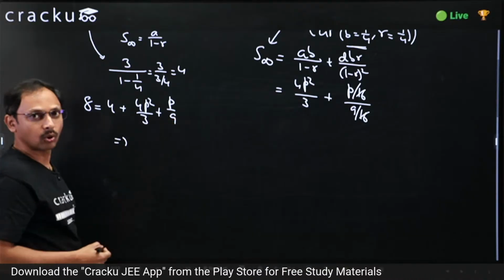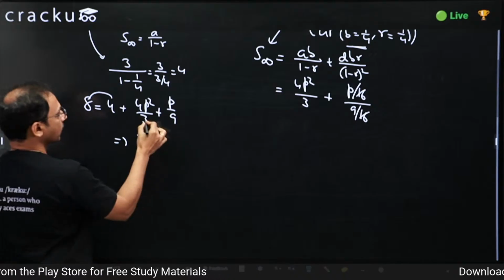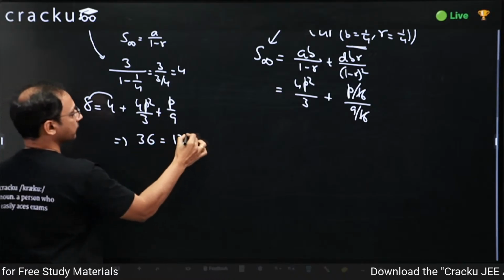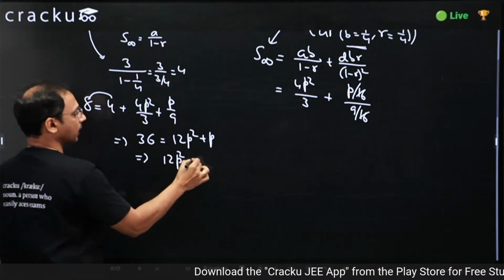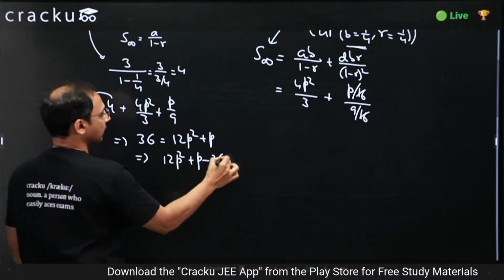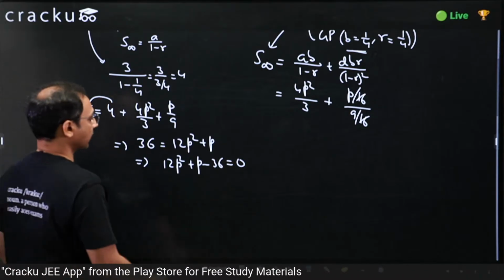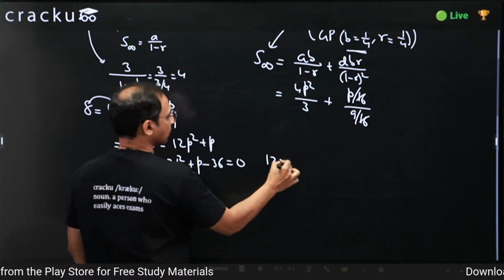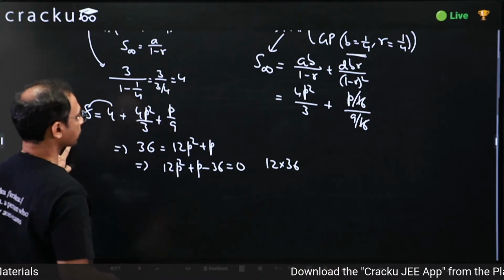Let us multiply the whole thing by 9. This is 4. 4 into 9 is 36. I'll get 12p square plus p minus 36 is equal to 0. Let us try to solve this quadratic. Here I have 12 into 36. I need a difference of 1.